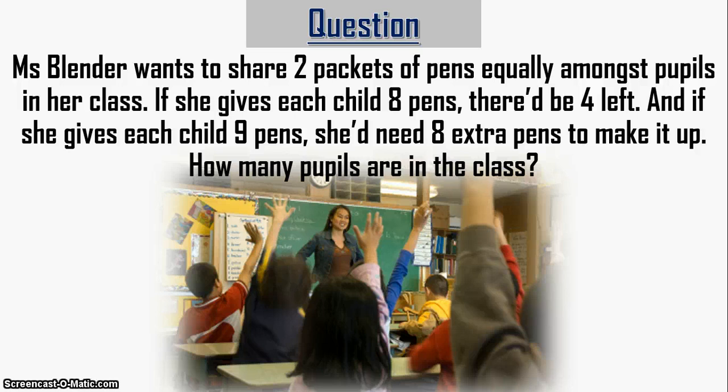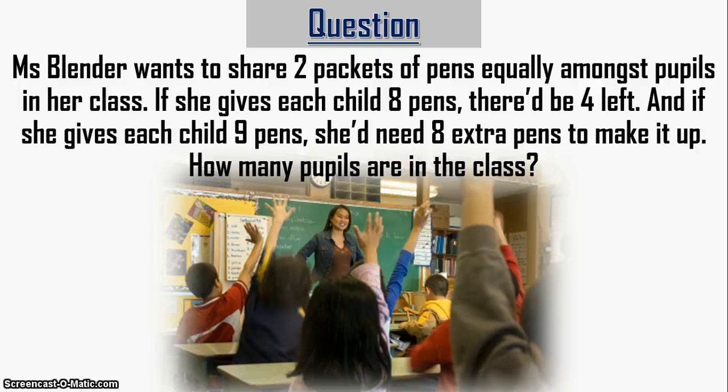Again, the question is, Ms. Blender wants to share 2 packets of pens equally amongst pupils in a class. If she gives each child 8 pens, there'll be 4 left. That is 4 pens left. And if she gives each child 9 pens, she would need 8 extra pens to make it up. How many pupils are in the class? At this point, you may want to pause this video, copy this question into your study book. Study it closely. Then it's time to go.